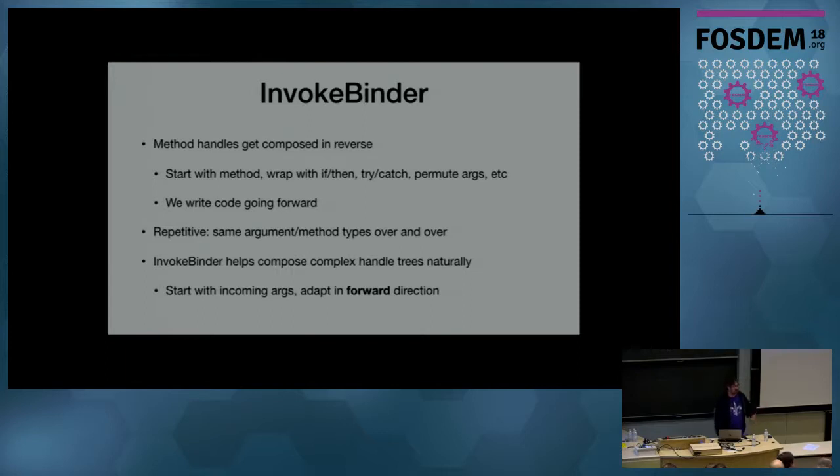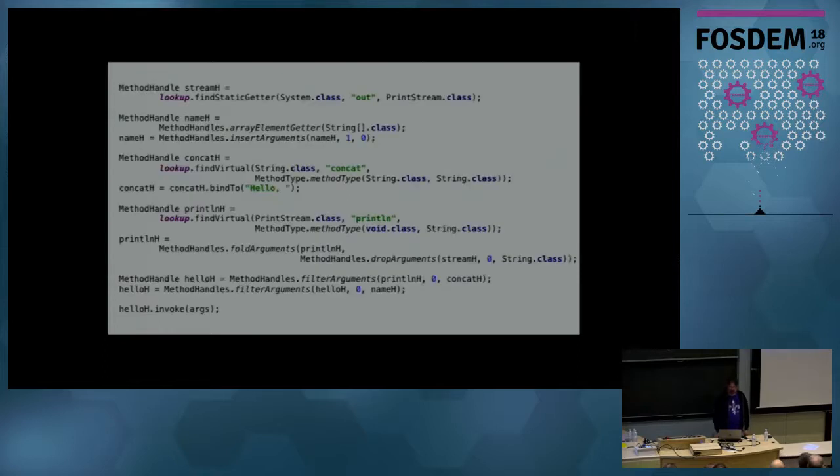We also, the method handle API is very repetitive. At each step of the way, you need to be telling it exactly the types that you want to work with, even if it should be inferred from the previous handles. In invoke binder, you carry those types forward, so it's always aware of what the current method type is, what the current argument types are. And actually, there's some more advanced features that let you use named arguments and work with them directly that way. So let's look at how that actually looks as an example.